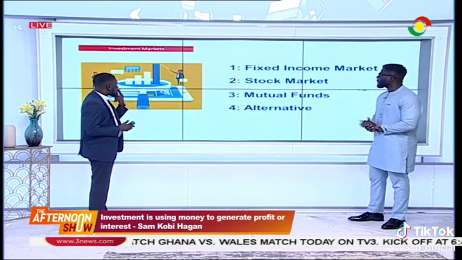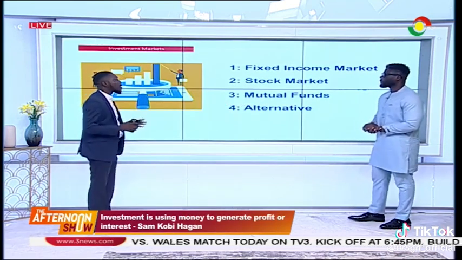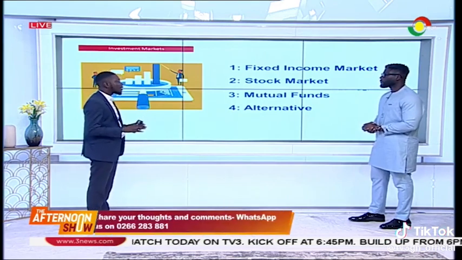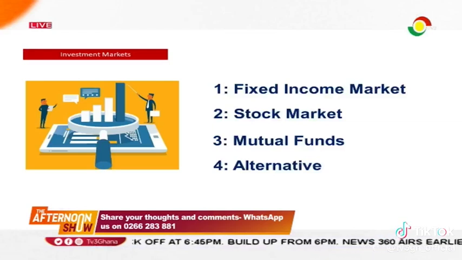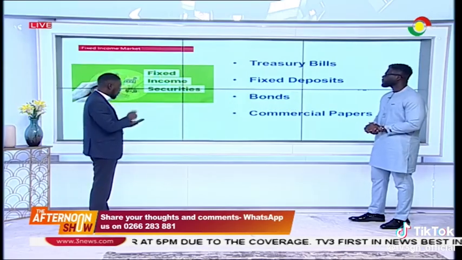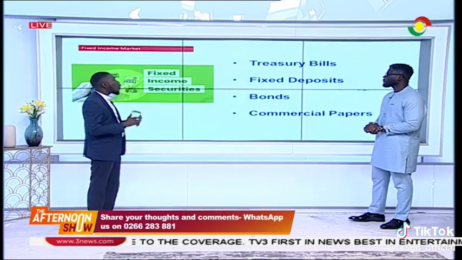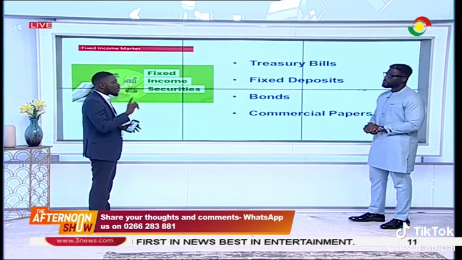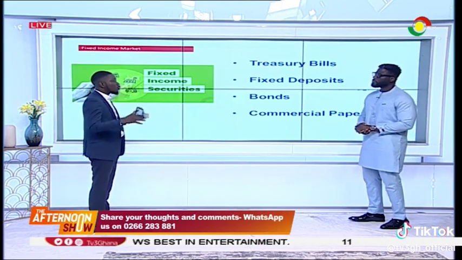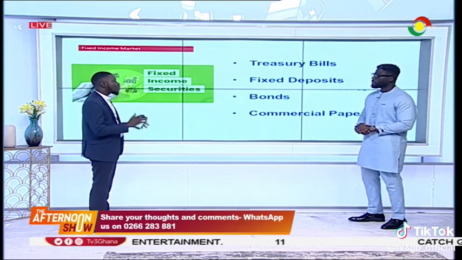So now, these are the markets anyone can invest into, traditional markets. There is no investment outside these four. So we have the fixed income market, the stock market, mutual funds, and then the alternative. Talking about the fixed income market, the simple understanding of the fixed income market, which is in the next slide, has to do with all instruments or all investments that has two things. First of all, they have fixed duration, and then they have fixed return.